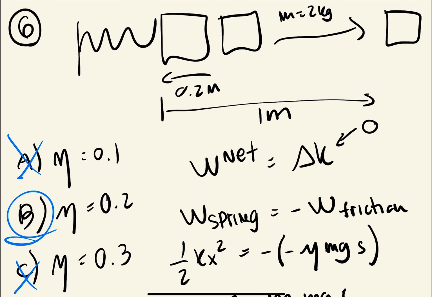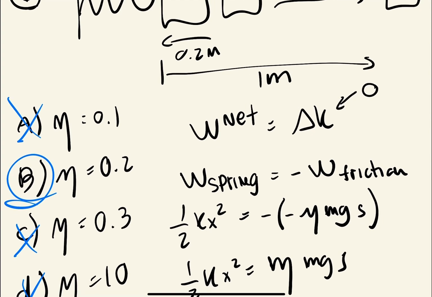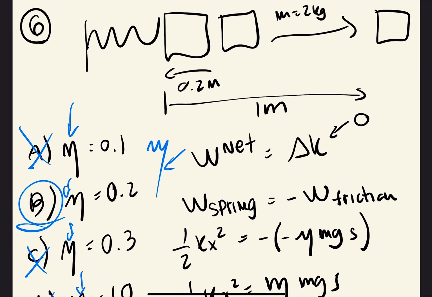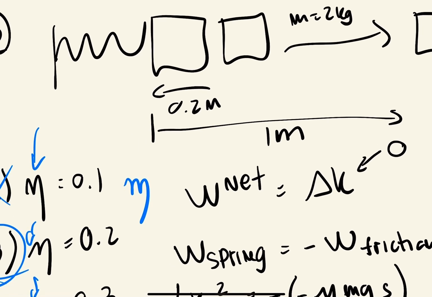So it's asking for the coefficient of kinetic friction, that is mu. It's asking for mu, right? Use this letter right here. It's like an M with a tail, like this. Anyways, so we have the spring compressing 0.2, and then when it's released, it travels 1.0 meters.